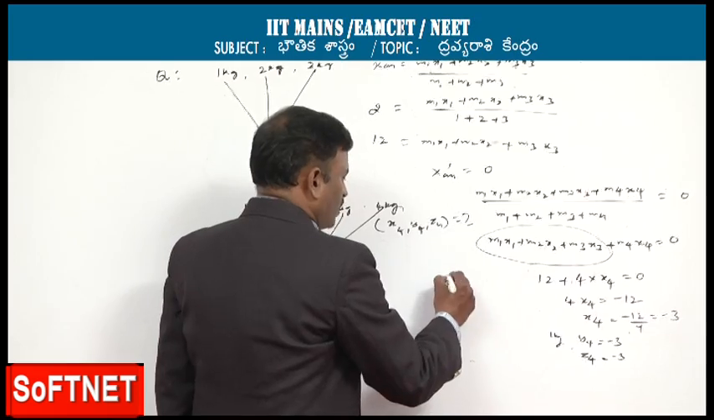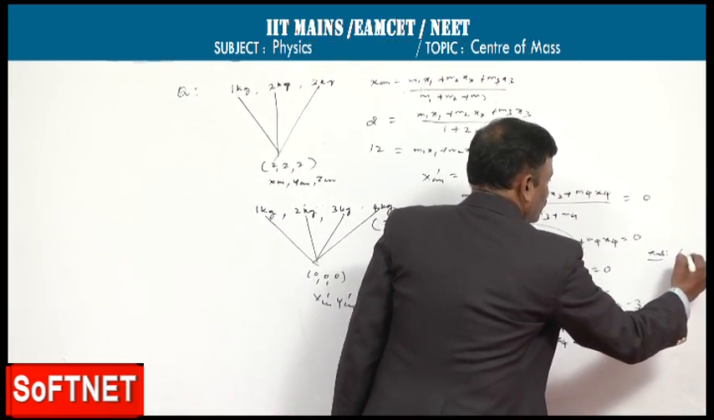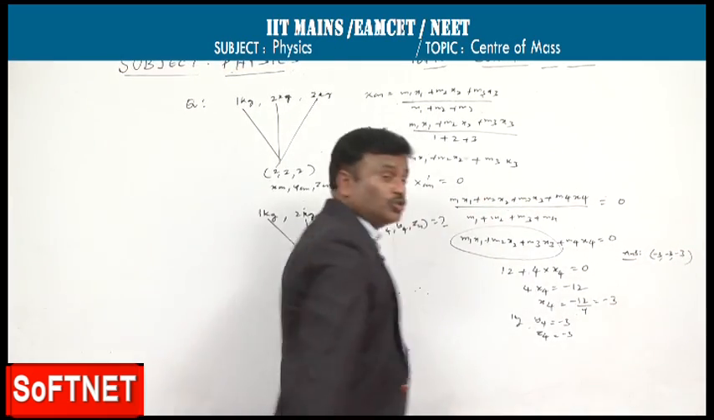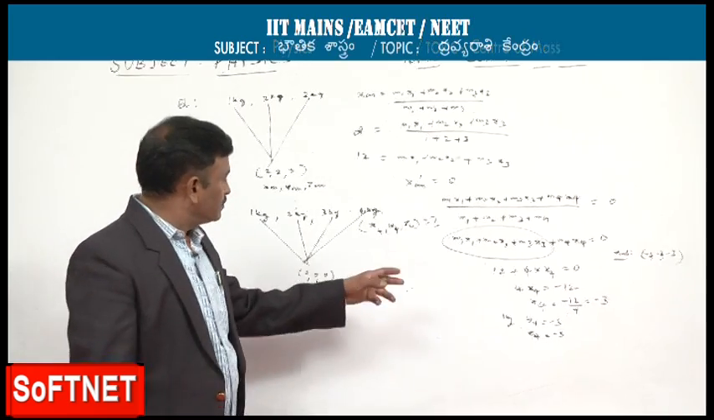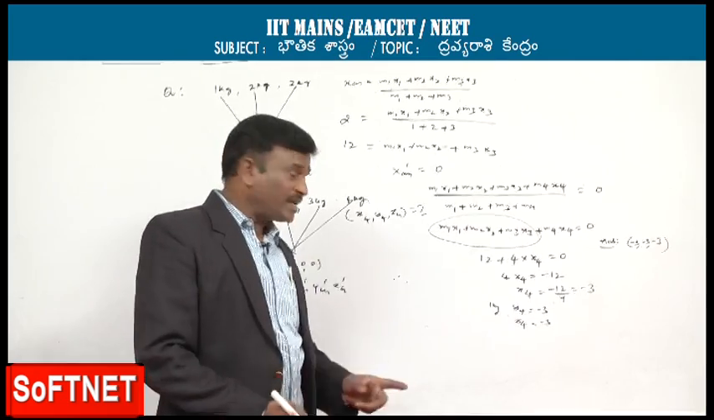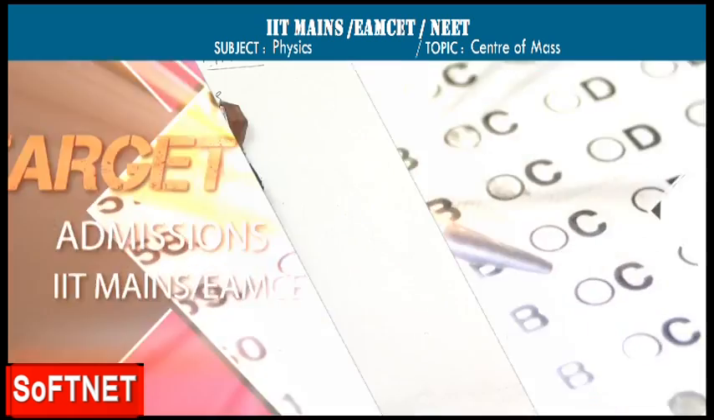Therefore, the answer is minus 3 comma minus 3 comma minus 3, which is the position of the 4th particle placed in space so that the center of mass is shifted to 0 comma 0 comma 0. Shift in center of mass.